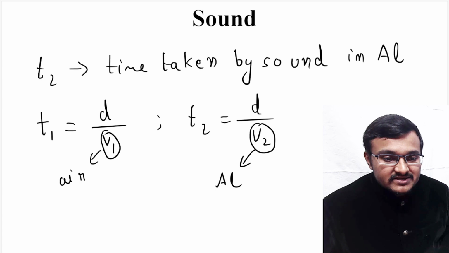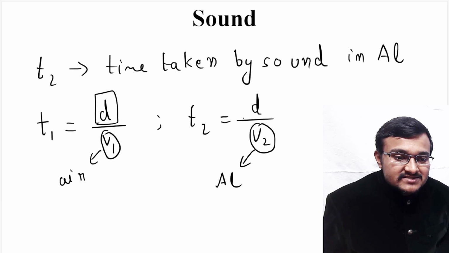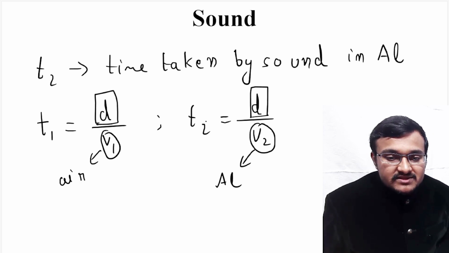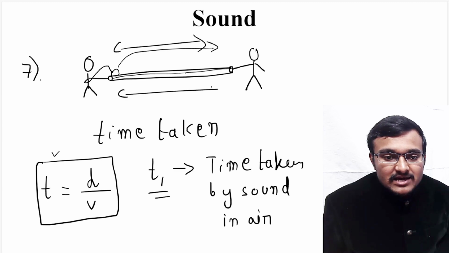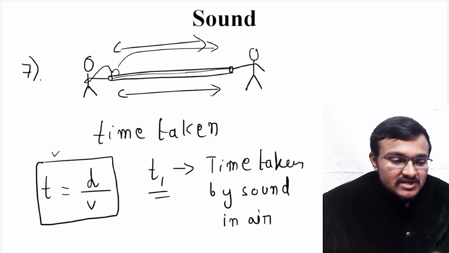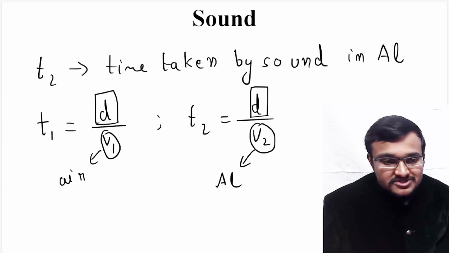Remember this, in both the cases d remains constant because the friend is standing just next to the aluminium rod. So that's why the distance in air and the distance in the aluminium rod is more or less the same. So d is constant.